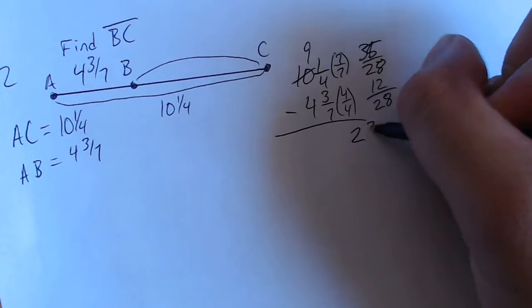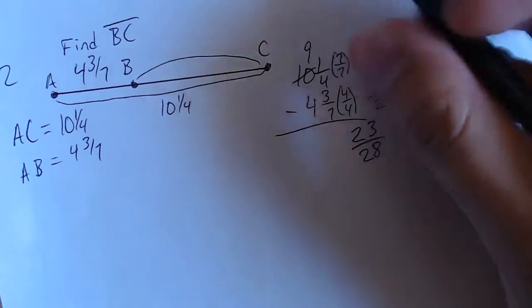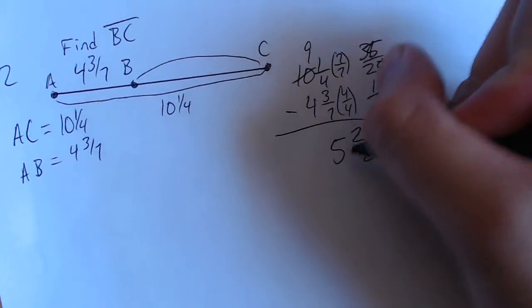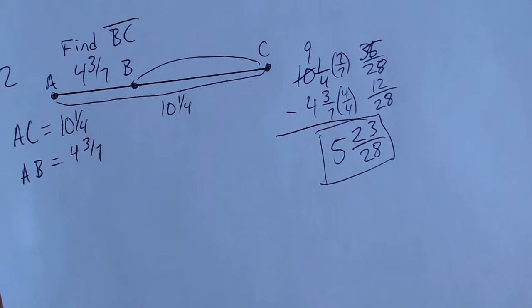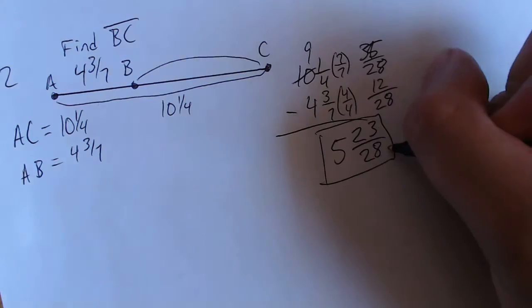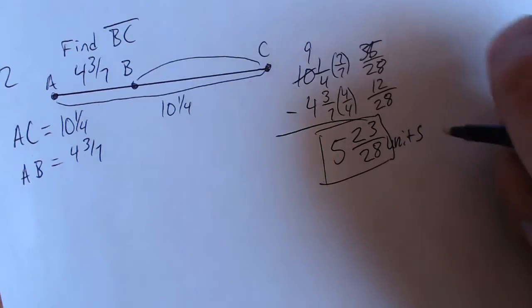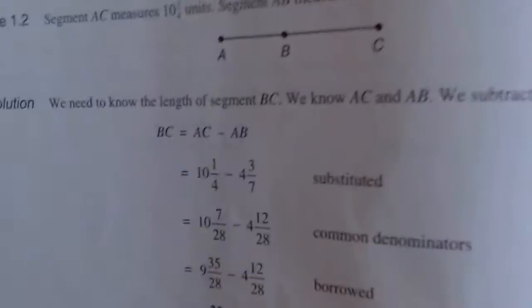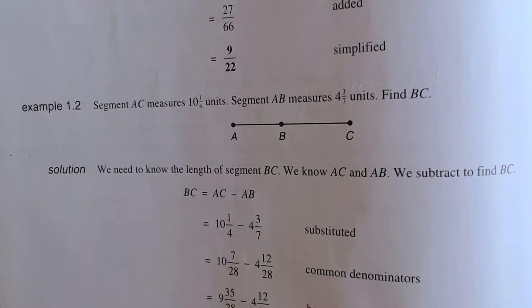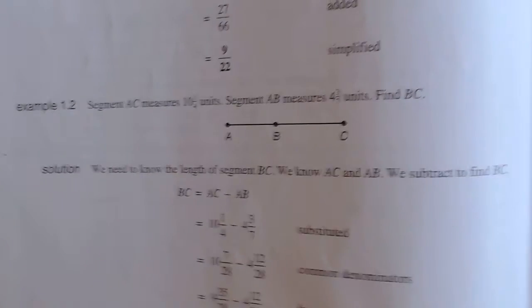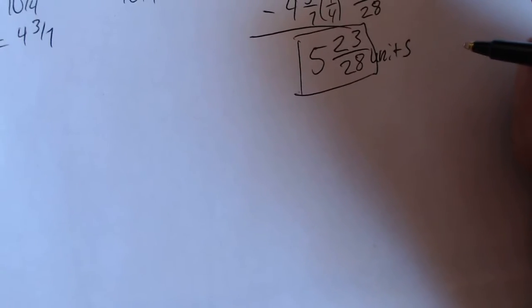So then we get 23 over 28, and then 9 minus 4 is 5. So the final answer is 5 and 23 over 28. Oh, and we have to write units at the end. If you look at the phrasing in the problem, they tell us that segment AB measures 4 3/7 units and AC measures 10 1/4 units. We don't have a unit in our answer, so we write our final answer with units written on the end.